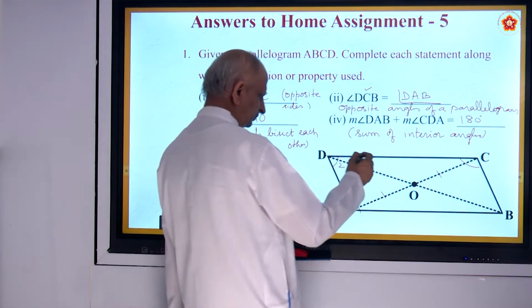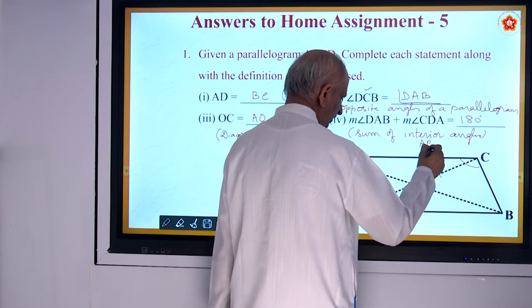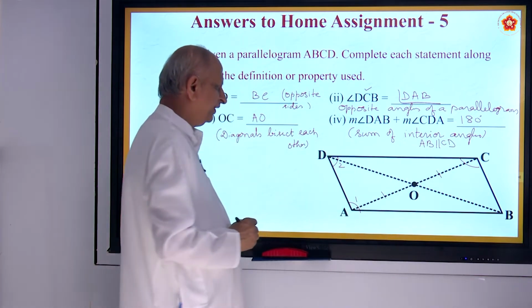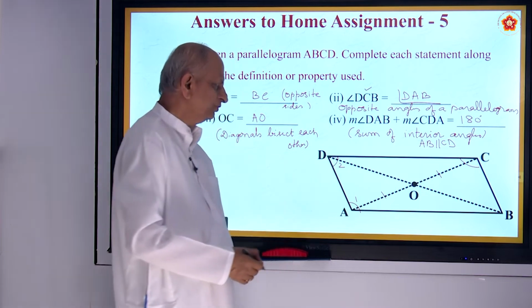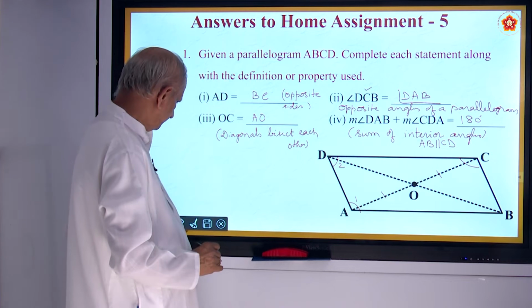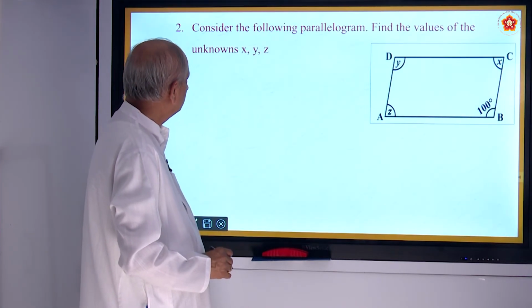Here you can write AB is parallel to CD. When they say two parallel lines cut by a transversal, the sum of the interior angles will be equal to 180 degrees. Noted? Okay. Now we will pass on to second question.